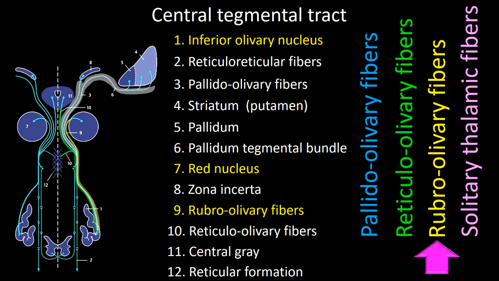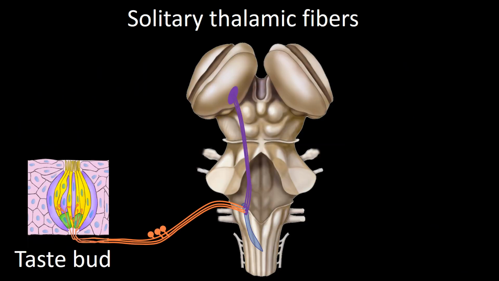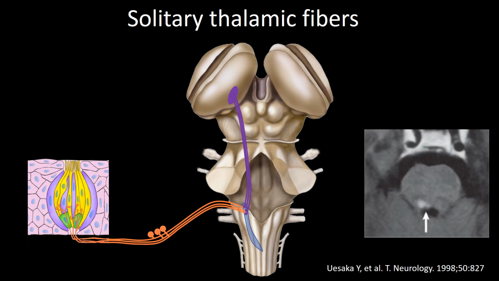Now that we have talked about the famous rubro-olivary fibers, let's wrap this up by talking about the solitary thalamic fibers. The solitary thalamic fibers connect the upper portion of the solitary nucleus, where taste fibers arrive from the tongue, with the thalamus. These fibers carry all taste modalities from the ipsilateral half of the tongue. In this frame, I added the section of an MRI of a patient with loss of all tested qualities of taste on the right side of the tongue. As we can see, the arrow points to a lesion in the central tegmental tract.